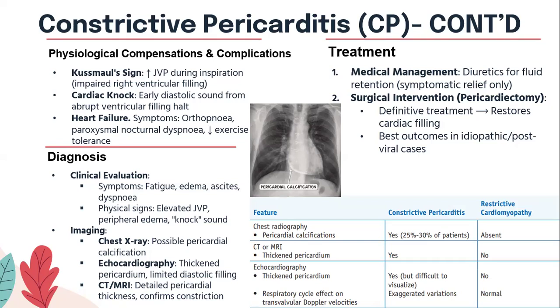Over time, the combined effects of elevated systemic venous pressure, inadequate cardiac output, and fluid retention lead to congestive heart failure. Patients may present with features such as orthopnea, paroxysmal nocturnal dyspnea, and overall reduced exercise tolerance.